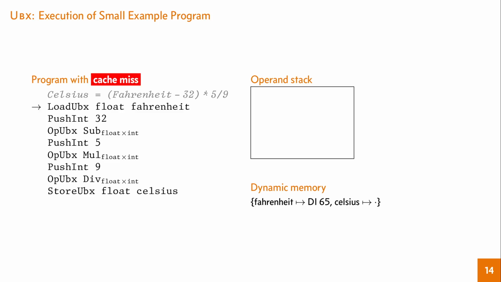So that was the ideal case of a cache hit, but what would happen if we had a cache miss? For example, if the Fahrenheit value was an integer and not a floating point number. In this case, the load instruction notices the type mismatch and needs to undo the optimization.